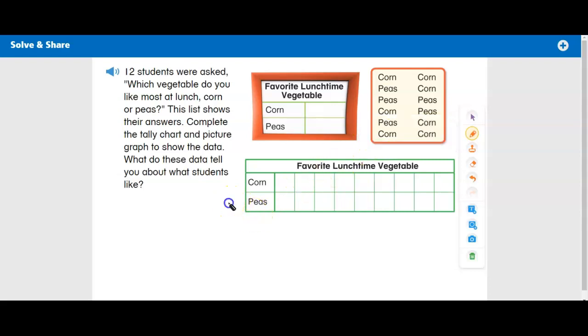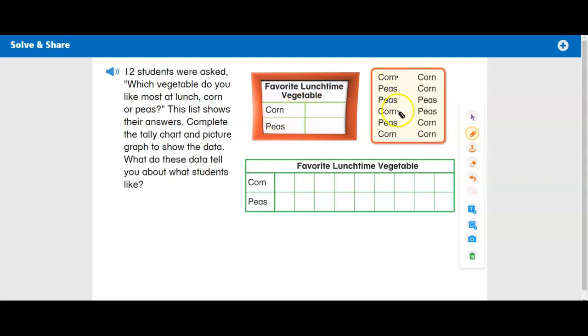It tells us that we need to complete the tally chart and the picture graph. So let's start with the tally chart. It says favorite lunchtime vegetable, corn, peas. Here we can see the list from which the students answered. We need to go through and count how many students picked corn as their favorite vegetable and how many picked peas. Let's start by counting corn.